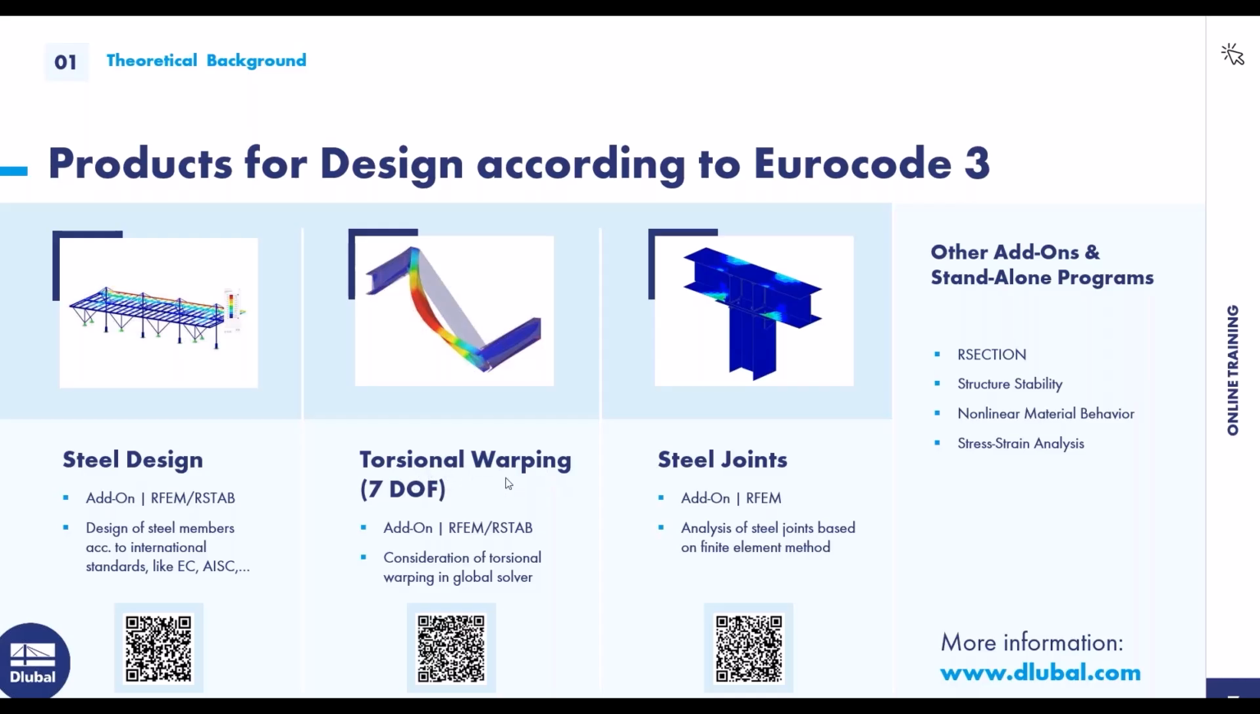Then there's the add-on torsional warping. With that add-on, you can consider the 7th degree of freedom, and the torsional warping. Then steel joints. With that add-on, you can analyze steel joints based on the finite element method. Then there's the cross-section program, R-section. Then the add-on structure stability. We use that add-on in the second example.